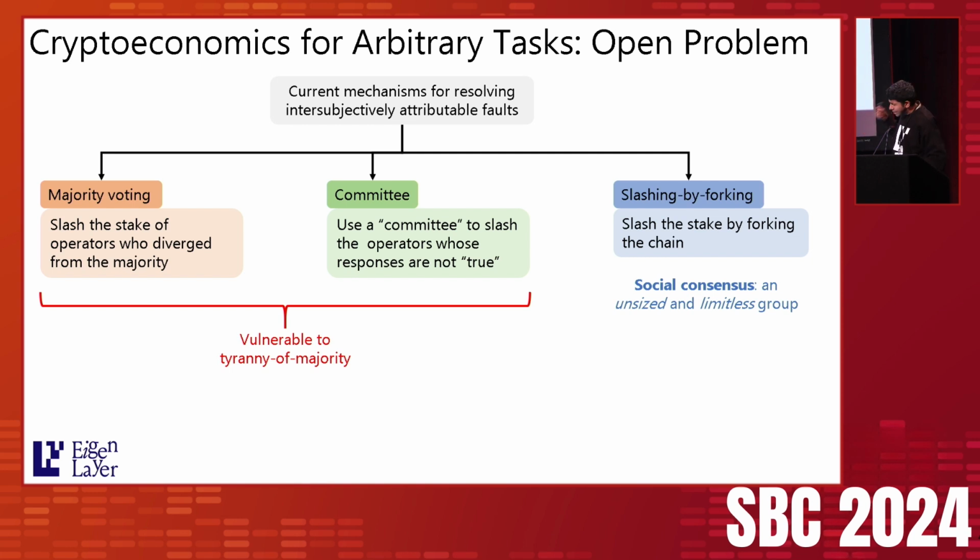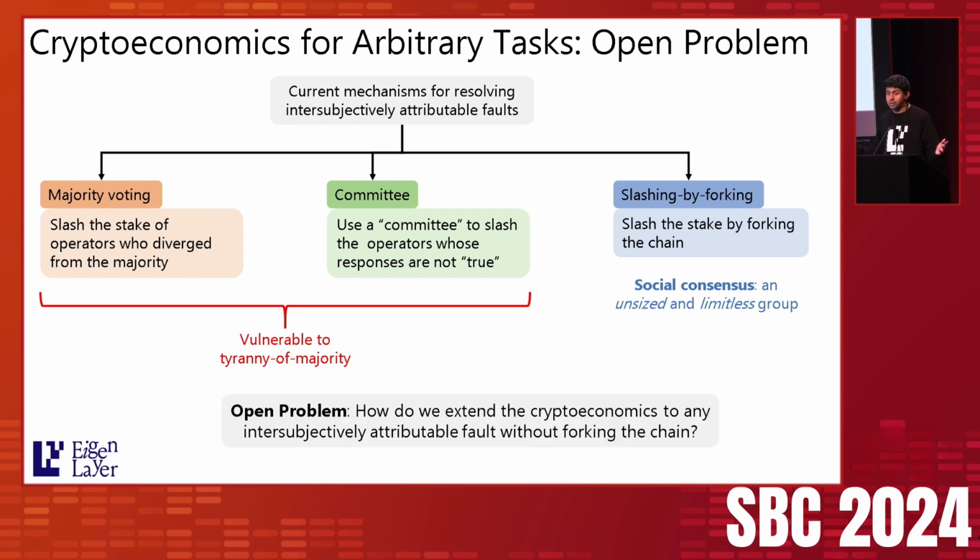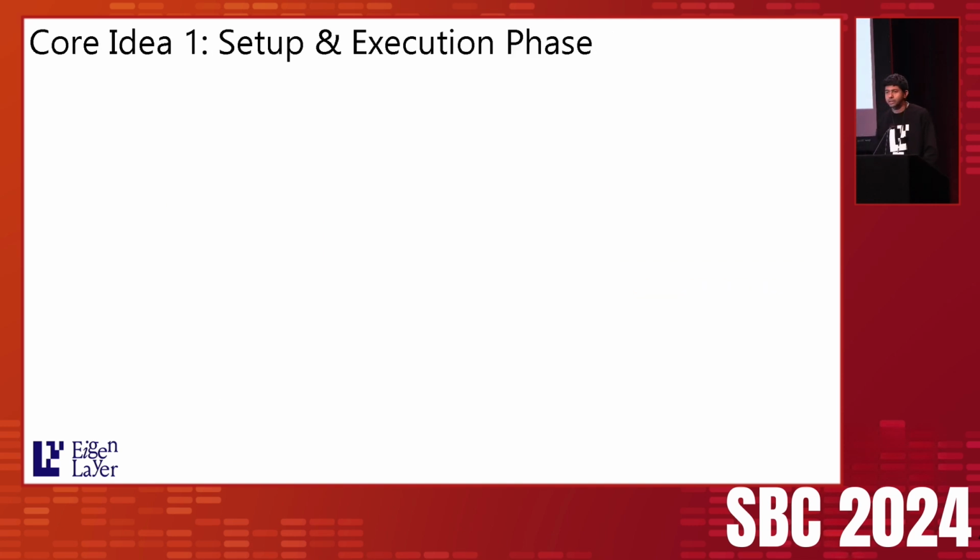You can think of forking as a social consensus on an unsized and unbounded group. You don't know who these people are. Anybody who's coming behind you is going to decide what the right fork is. So this is the only system that is robust to the tyranny of majority. We call these self-enforcing. So the question is, how do we extend cryptoeconomics to any intersubjective fault without forking the chain? Because Eigenlayer is built on Ethereum, we have no license to fork Ethereum. What are we going to do? That's the main problem.